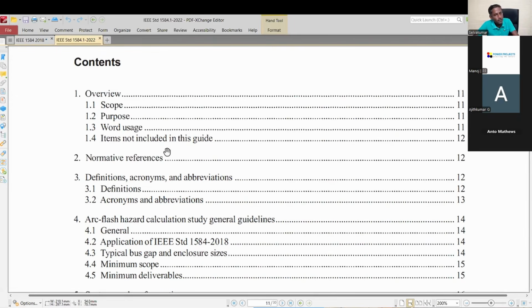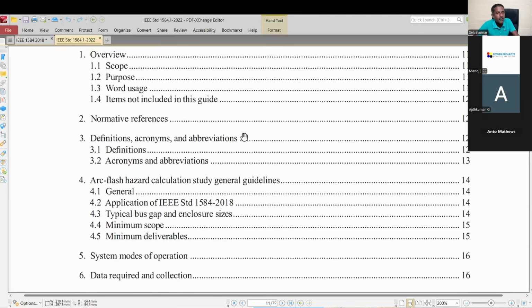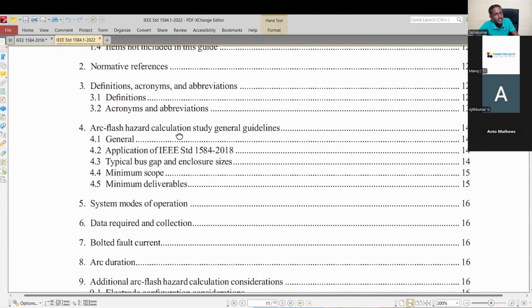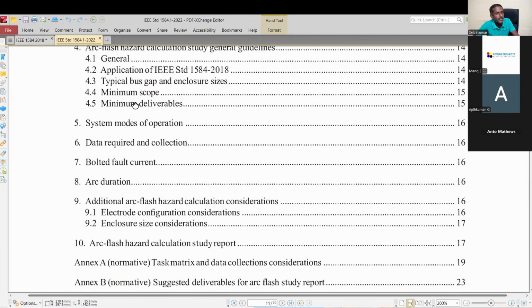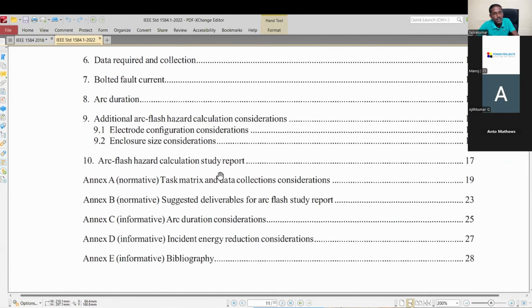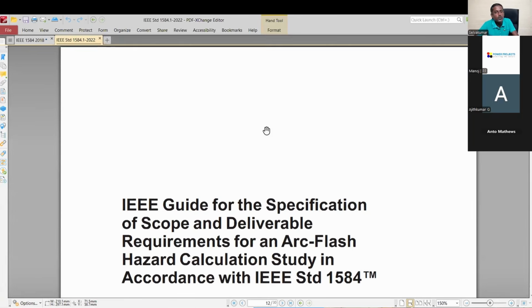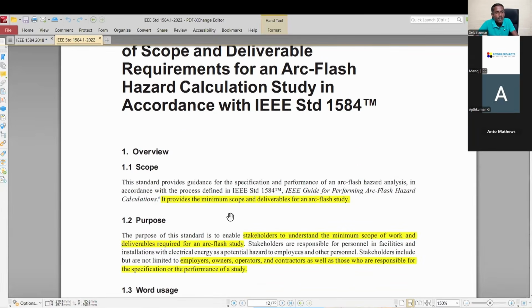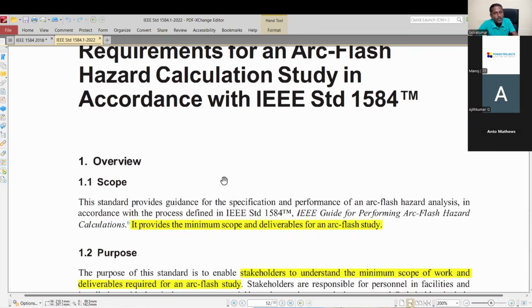The contents are: scope of this document, purpose, word usage, items not included in this guide, definitions, arc flash hazard calculation study general guidelines, system modes of operation, data required and collection, voltage, fault current, arc durations, additional arc flash calculations, and a study report. So this document gives you everything you need. Please make a note. The standard provides guidance for the specification and performance of arc flash hazard analysis in accordance with IEEE 1584. So this gives a guidance and a specification.